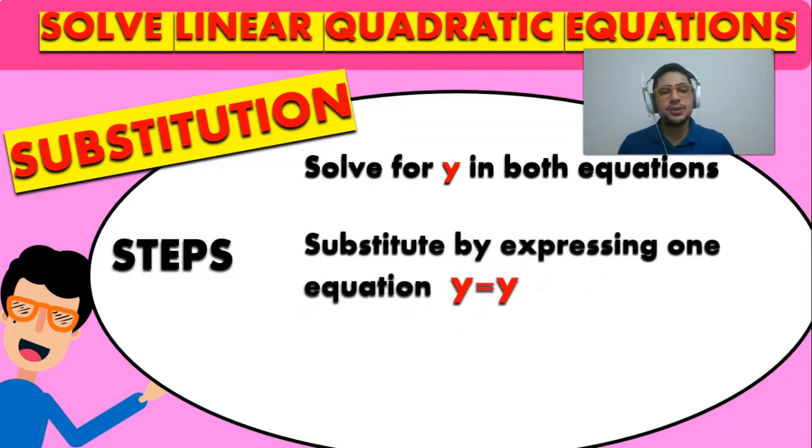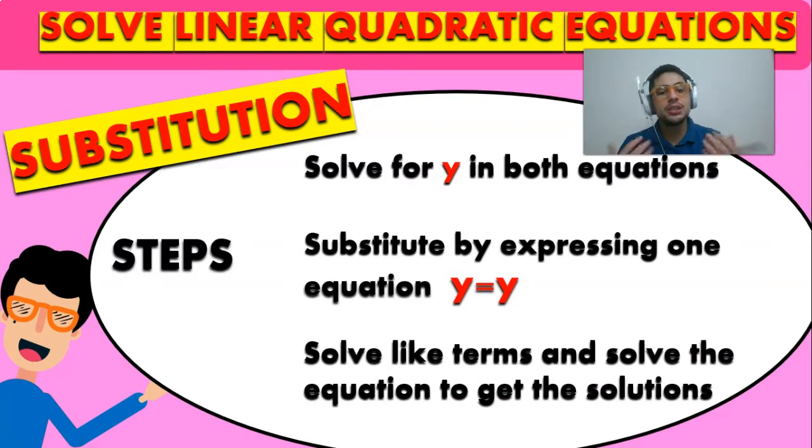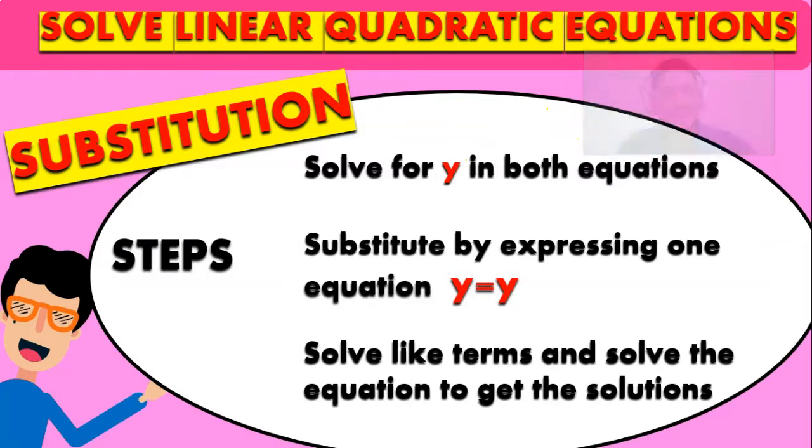The second thing you have to do is that now that you have found the values of y in both equations, you're going to substitute by expressing y equals y. So you're going to put whatever you got in the first one and whatever you got in the second one, and you're going to equal them. And now you can solve like terms and solve the equation, factoring it generally to get the solutions. Let's try tackling a problem, guys.